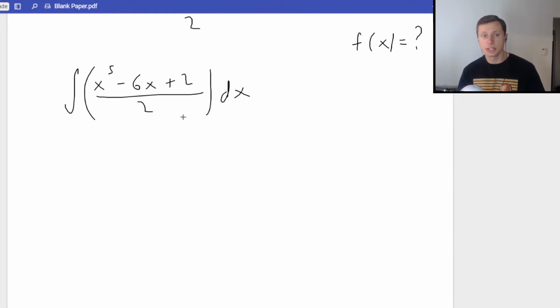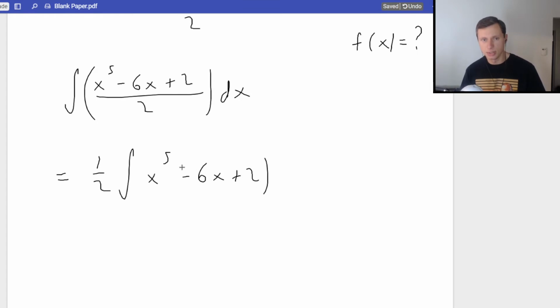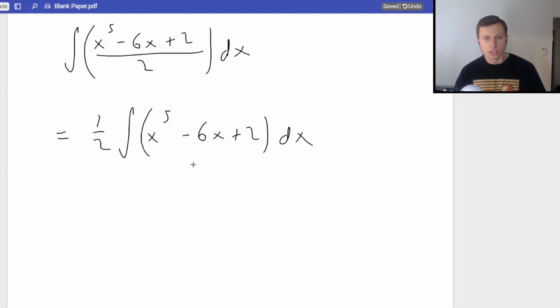So the first thing I'm going to do is with this divided by 2, again, this is not a quotient rule. We don't have quotient rule in integrals. Instead, I'm going to treat this like a 1/2 all the way out in front. So it's like 1/2 times the integral of x to the fifth minus 6x plus 2, and I need to put that in parentheses, dx. And again, it's a 1/2 out in front because that 2 in the denominator is essentially just a big 1/2 to all those terms.